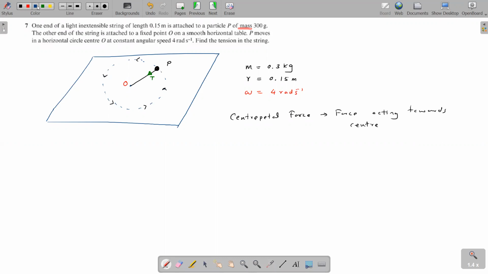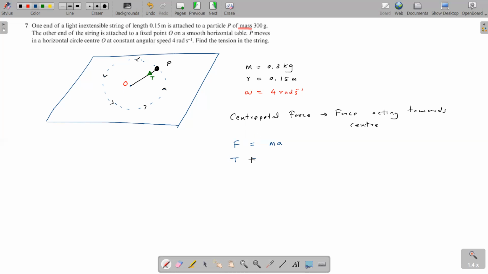So we are going to apply the equation F equals ma, Newton's second law, towards the center. We are going to model the centripetal force and the centripetal acceleration. So centripetal force here is going to be tension, because that is the force that's acting towards the center.